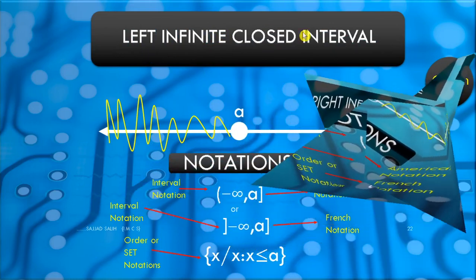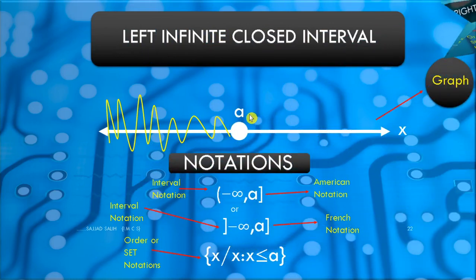Left infinite closed interval. Here is the left infinite closed interval. It says that point a is not included but point b is included, going up to negative infinity. The interval notation is from negative infinity comma a. Here a is not included but negative infinity is included, in American notation. There is a different notation. In order or set notation, x such that x is less than or equal to.